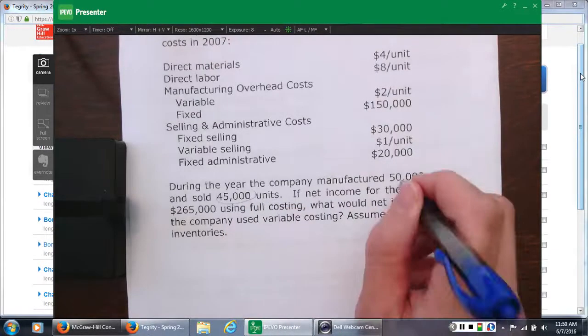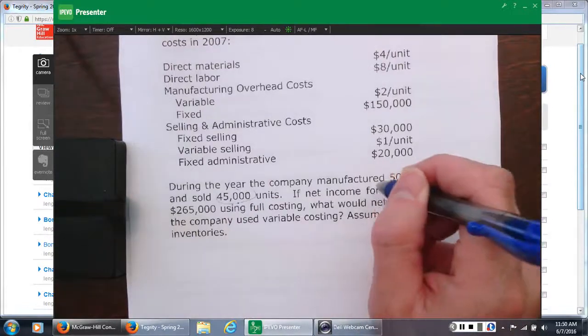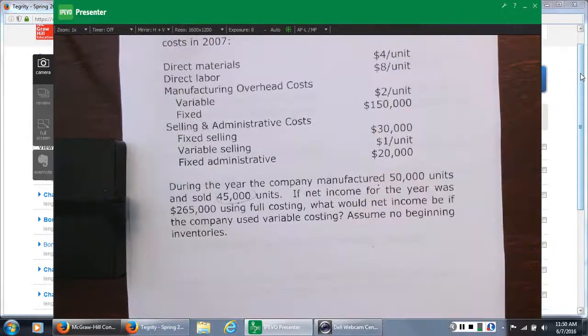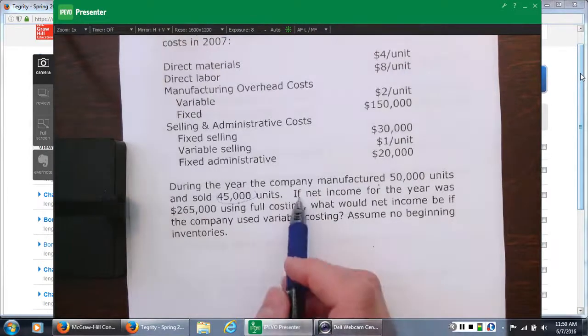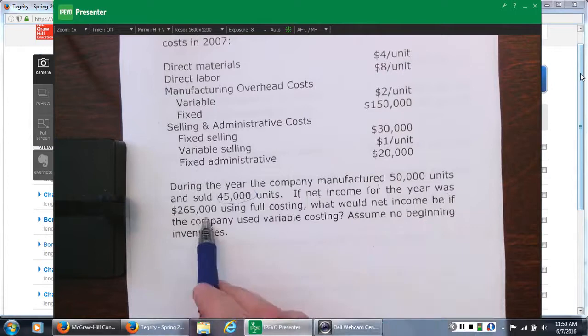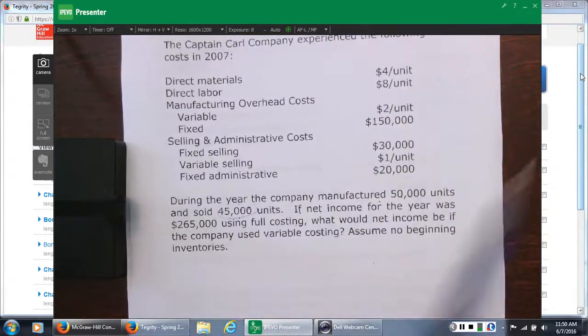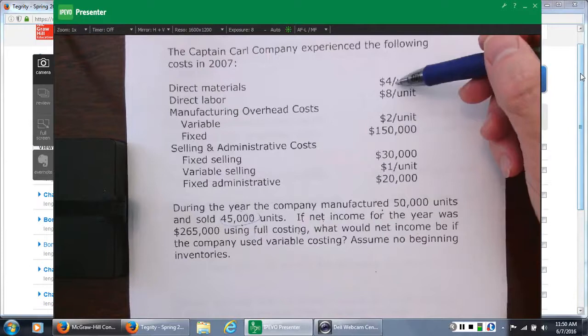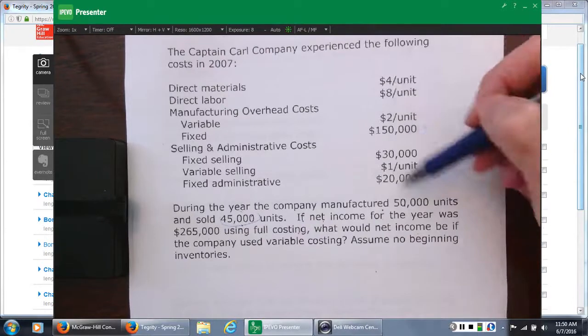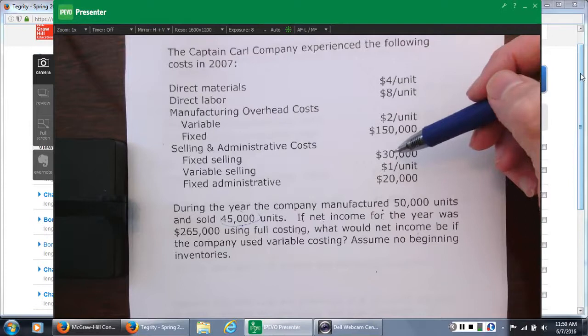So we know right off the bat, because we produced more than we sold, that full costing income is going to be higher than variable costing net income. This is kind of a tricky problem, because it says if net income for the year was 265 using full costing, what is it using variable costing? You might look up here and say, well, I have no idea because I don't have the sales price. But you can figure this out. You have to be a little bit clever to do it.